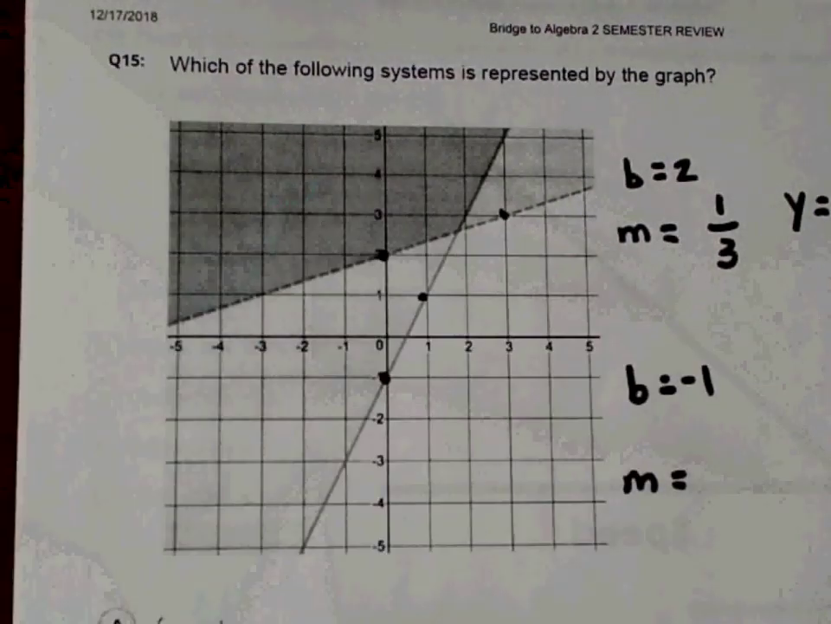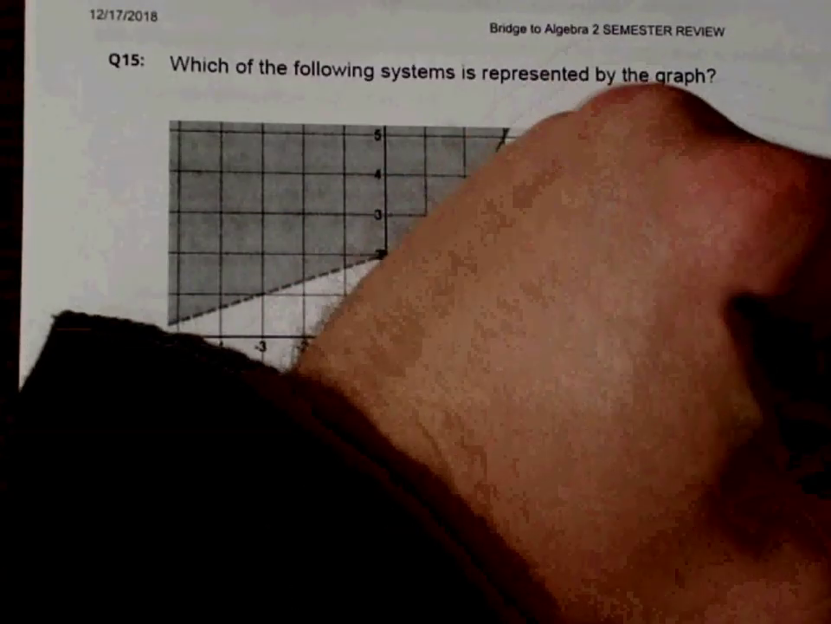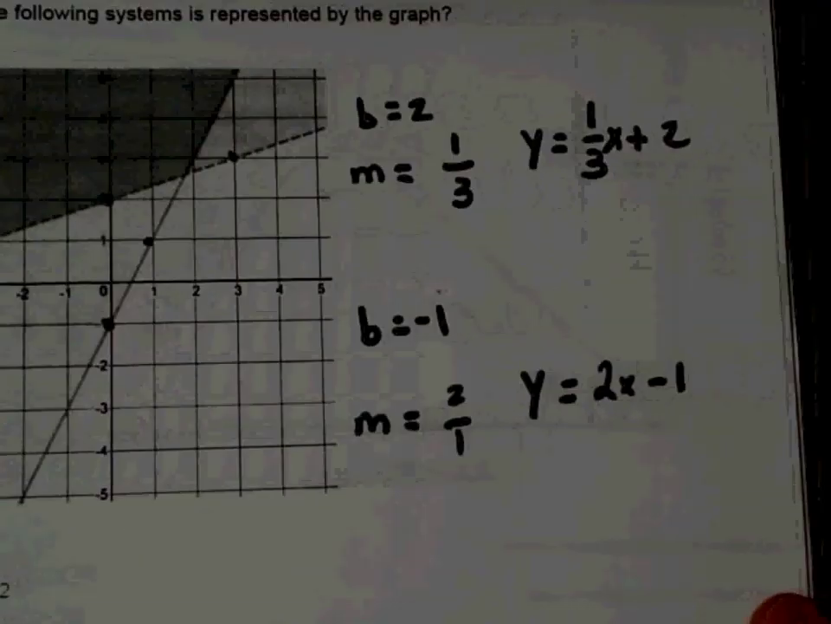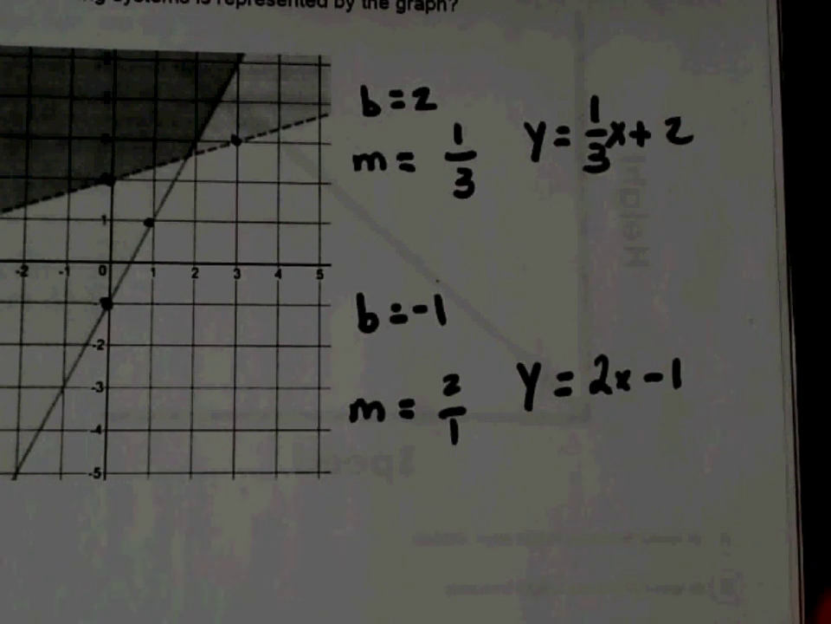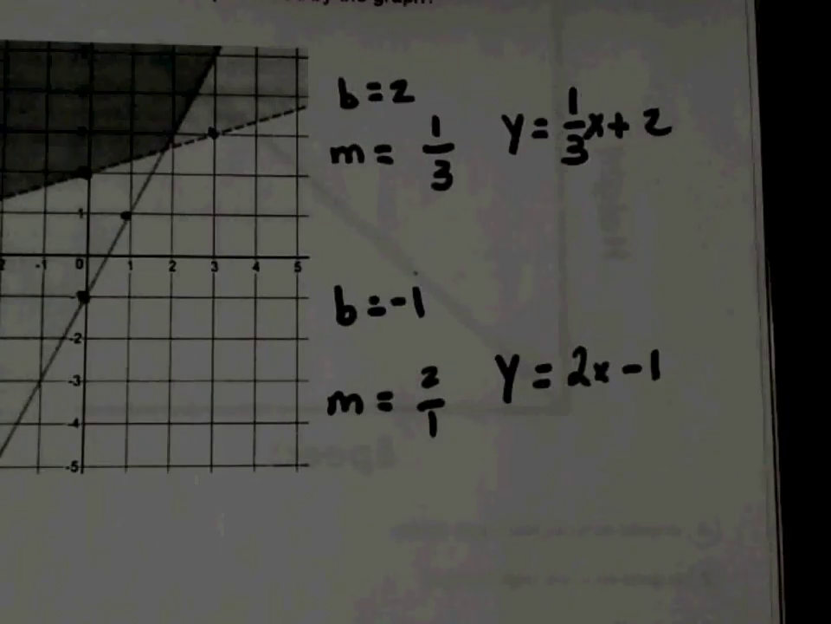All right, and so for the next one, we're going to do the solid line, which we know will be equal to, okay? And so it has a b of negative 1 and an m of, let's pick another point right there. How did I get to that point? 2 over 1. I went up 2 over 1, so that has the equation y equals 2x minus 1. All right, so those are my two equations. Now we're going to make them inequalities in just a minute, but those are my two equations.